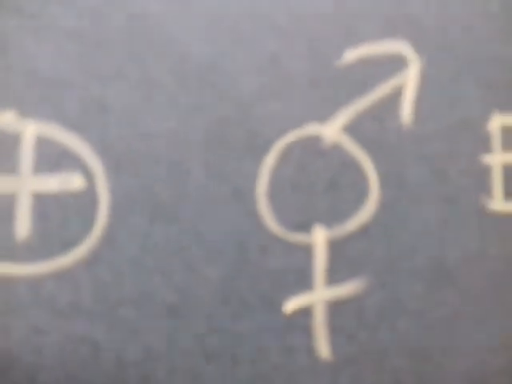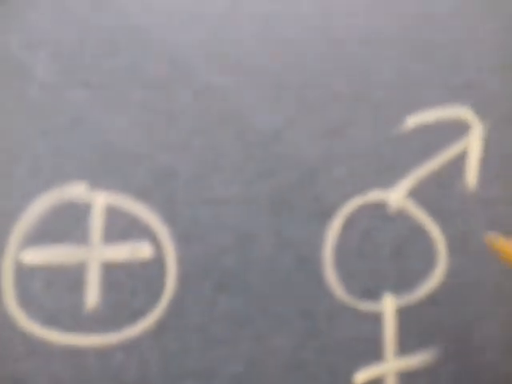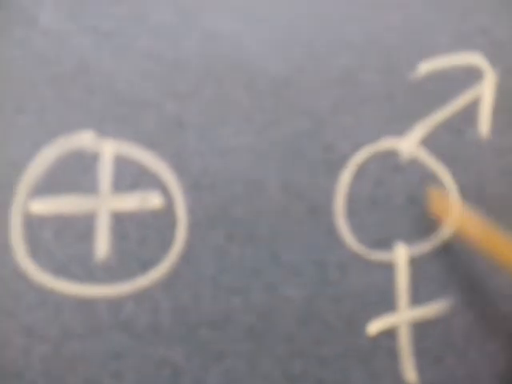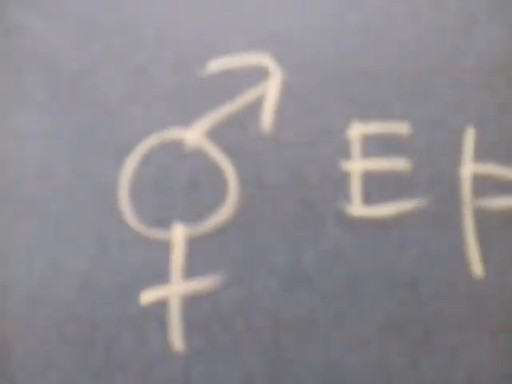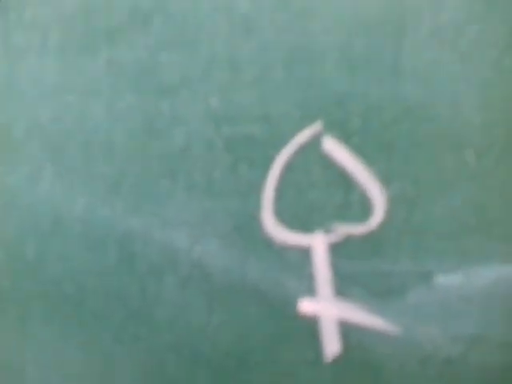This is a flower which is hermaphrodite. You know, this is the sign for the male and this is the sign for the female. Together they are present, so it is hermaphrodite. But suppose it is a staminate flower, then the sign would be only this. If it is a pistillate flower, then the sign would be like this.